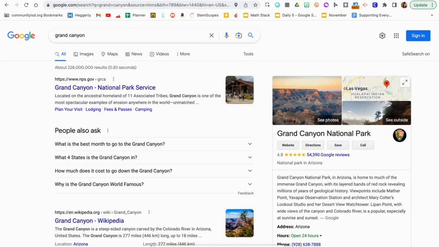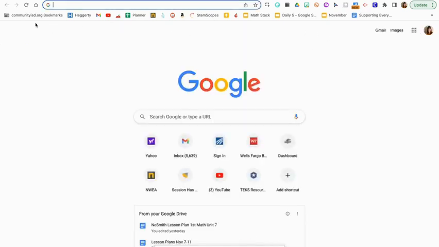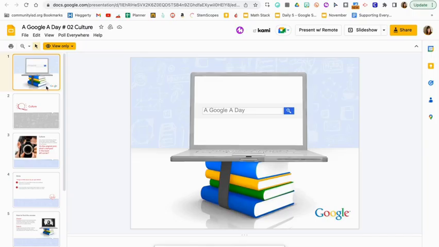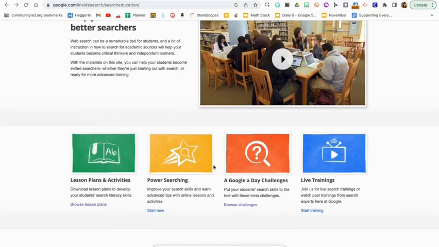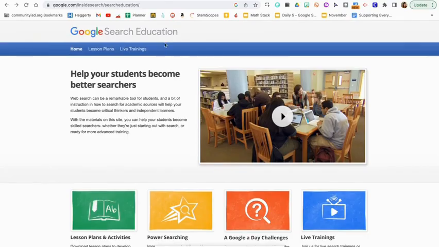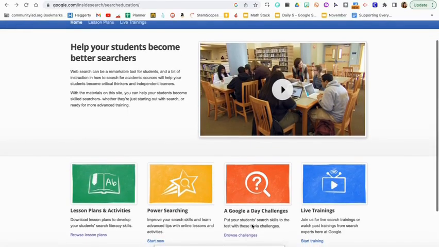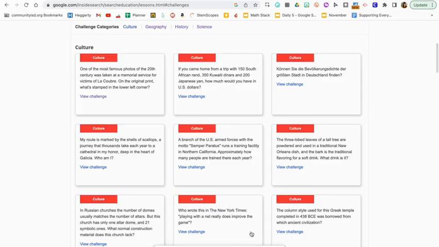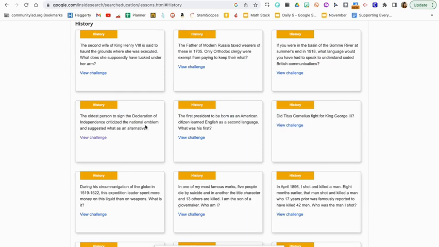A fun way with students to practice making Google searches is to use Google's A Search a Day activity, where students can be given a topic and the topic includes a question that they need to explore. You can find the Google a Day challenges on the Google Search for Education webpage, and here they offer challenges in culture, geography, history, and science. Let's take a look at one of the history challenges.